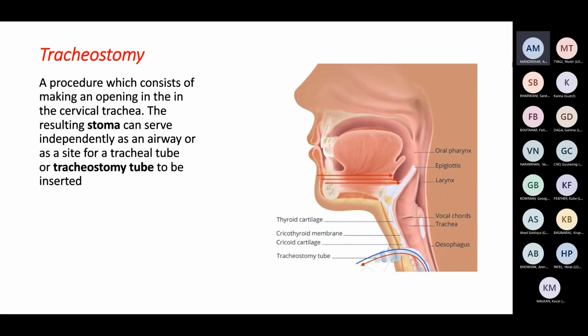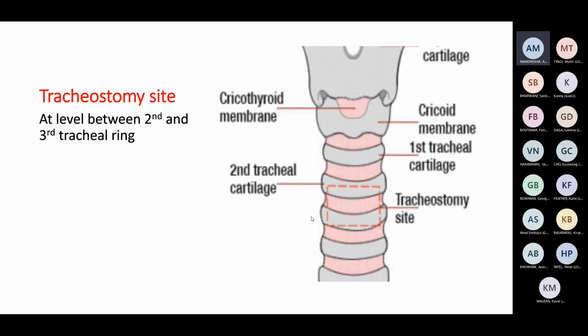So just a simple definition of tracheostomy, which is a procedure that is basically making an opening in the trachea at the level of the cervical trachea, which results in having a new airway that is connected to an opening on the skin that's called the stoma, which the tracheostomy tube is placed in. And this is usually, as I said, done at the level of the cervical trachea, and the landmark would be between the second and third tracheal rings, as shown in this picture.